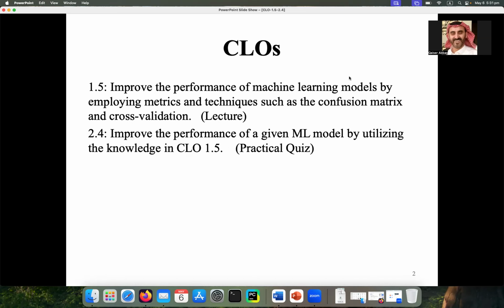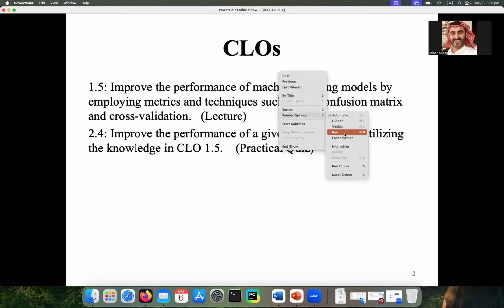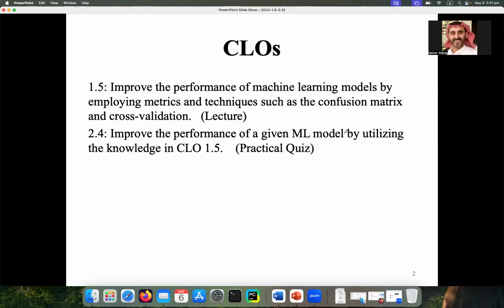Okay, then let's start with the CLO. The statement of the CLO is in front of you.